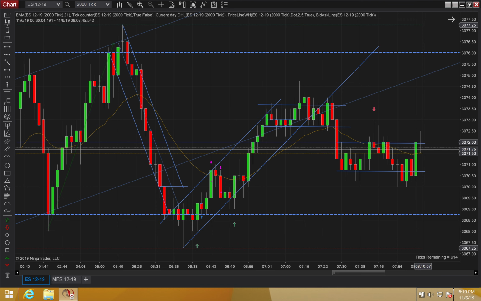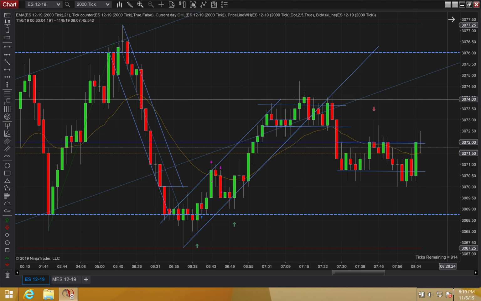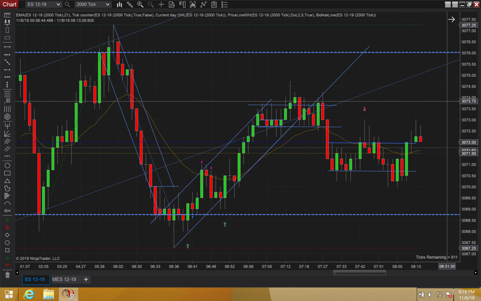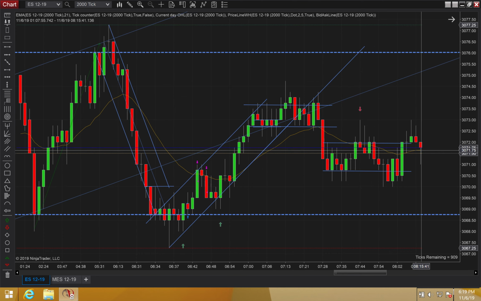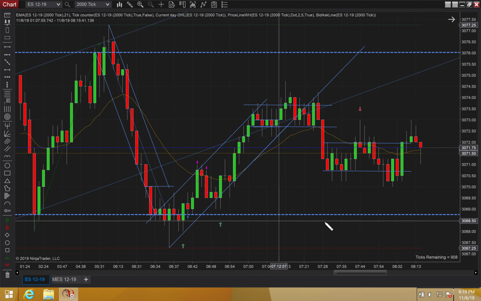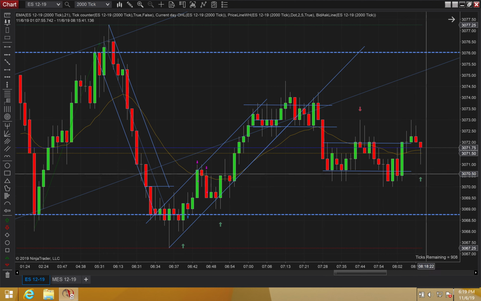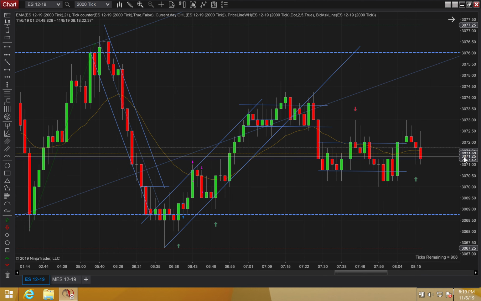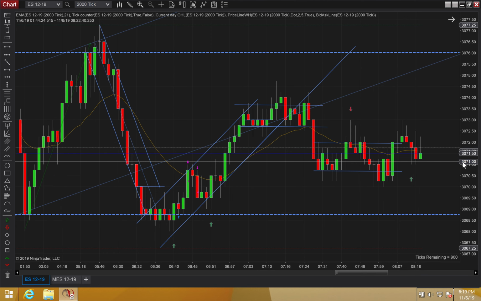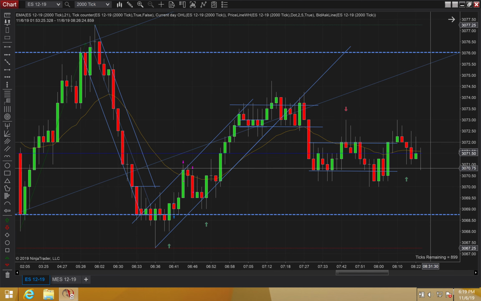So let's see if we get this little breakout here. Let's see if we get a push down and a setup. We can take that long. Here's the push down. So once we break above that bar, I'm interested in going long. Oh man, this hasn't broken yet, and it broke right there though.